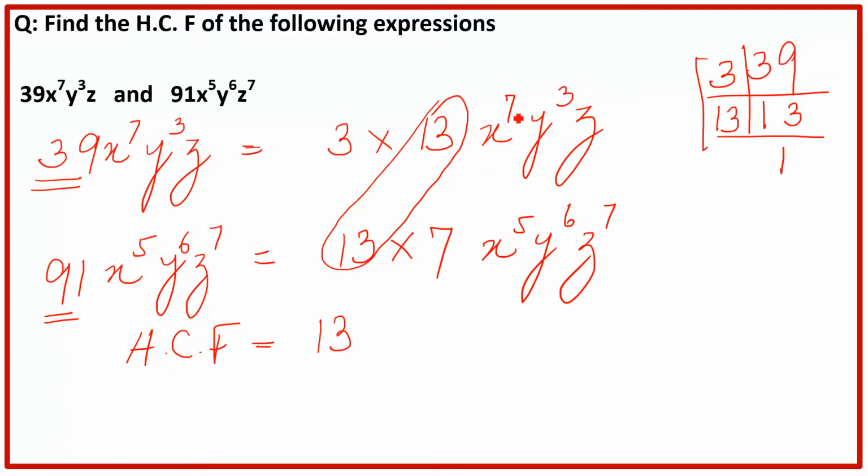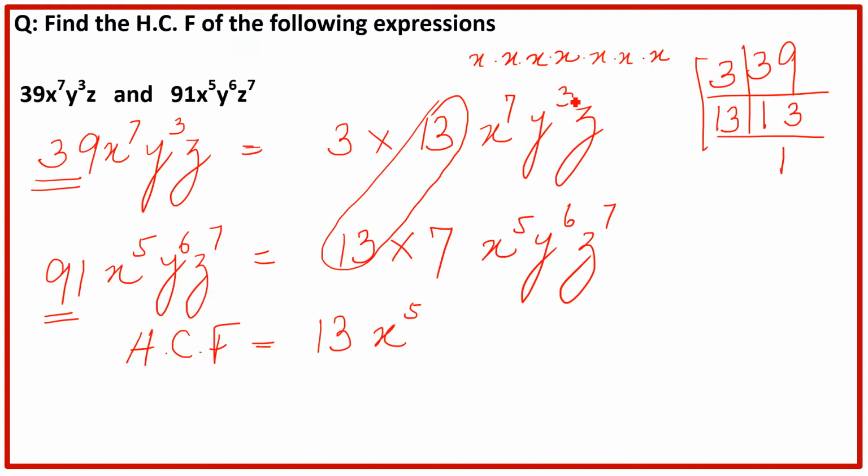And now is x raised to power 7. Here is x exponent 5. Exponent or powers both are same. So x raised to power 7 means x we have 7 times, right? And here we have 5 times. So how many times we can take common? We can take 5 times, x raised to power 5, because this is the minimum which is available in both.